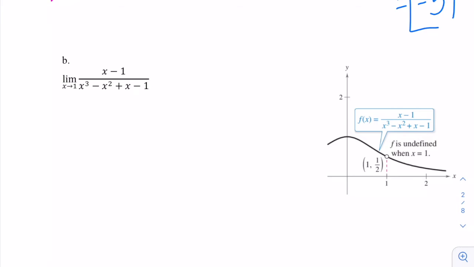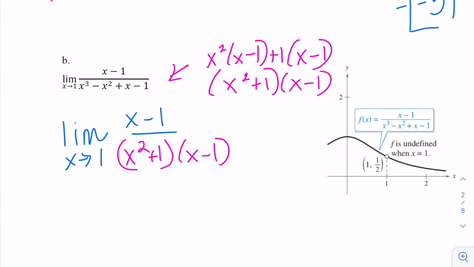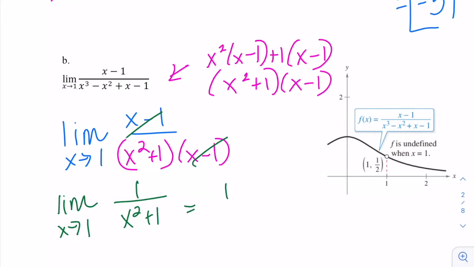Go ahead and try the next one and come back to check your answer. So we factor the denominator into x squared plus 1 and x minus 1. We can easily see we're going to cancel out the x minus 1's, and we're left with the limit as x approaches 1 of 1 over x squared plus 1. And when we use direct substitution, we just get 1/2. And looking at the graph, you can see that even though there's a hole there, the y value is getting very, very close to 1/2.